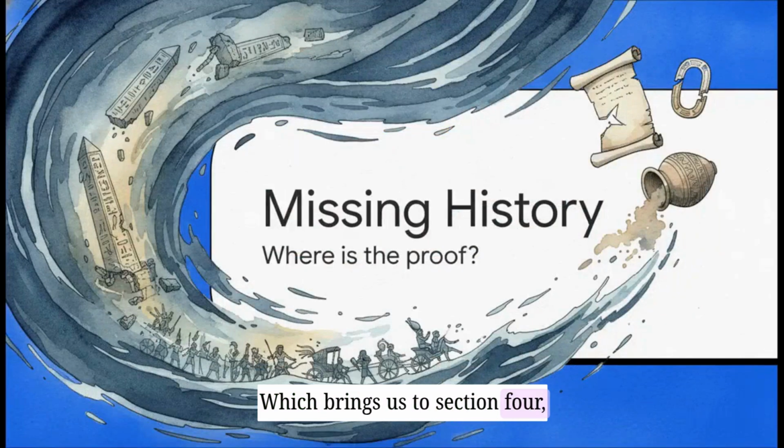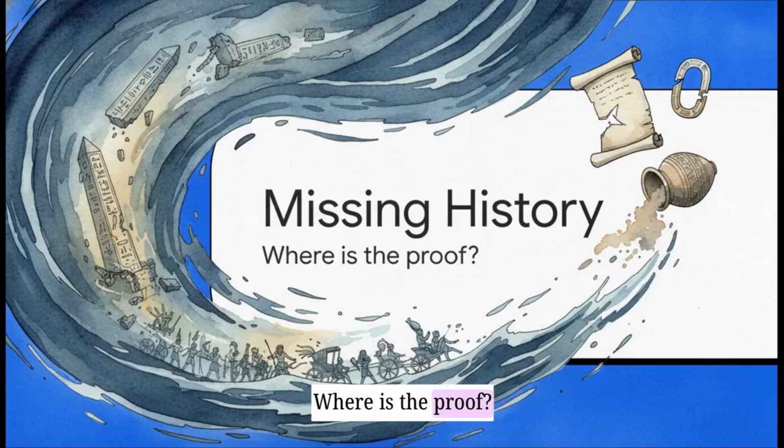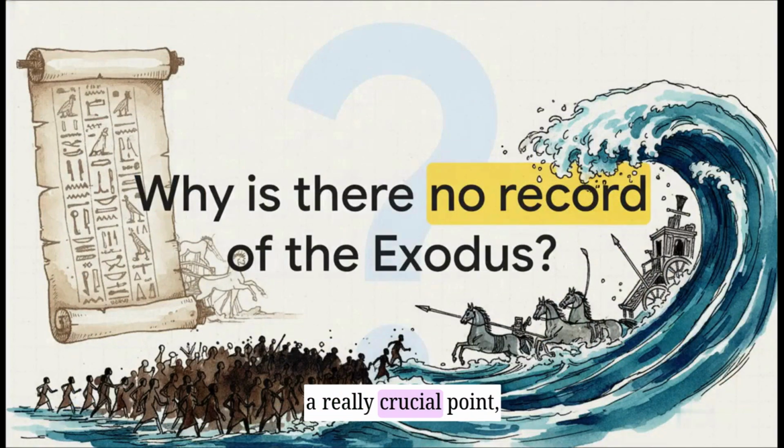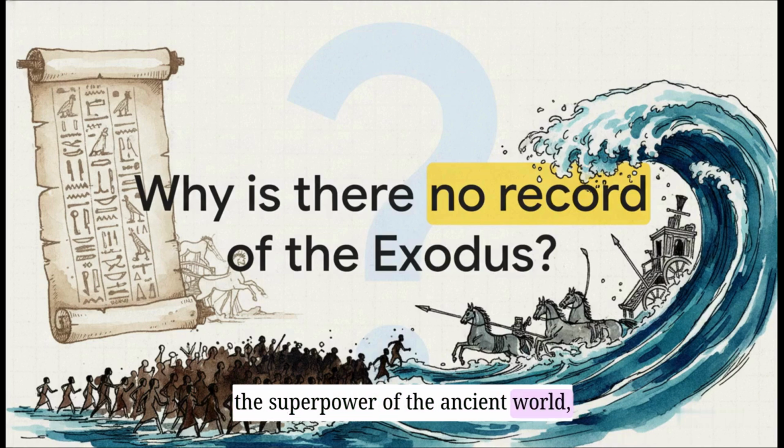Which brings us to Section 4, the missing historical record. Where is the proof? Now we have to tackle a really crucial point: the glaring absence of external historical evidence. I mean, if this was this massive, miraculous event that literally decimated the superpower of the ancient world, where is the proof outside of the Bible? It's a highly valid question.